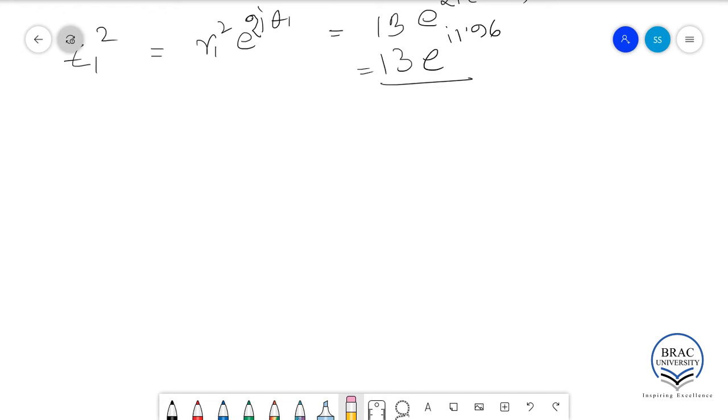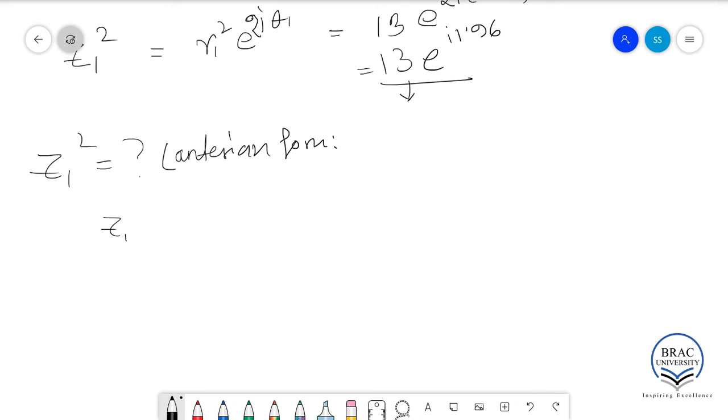Now we want to see what is the Cartesian form of z1 squared. This is the thing we want to know, the Cartesian form. And we'll be using this polar form to get our Cartesian form. And then after this is done, we will evaluate the Cartesian form from scratch. That is, we'll write z1 equals 2 plus 3i, and then we will evaluate z1 squared.